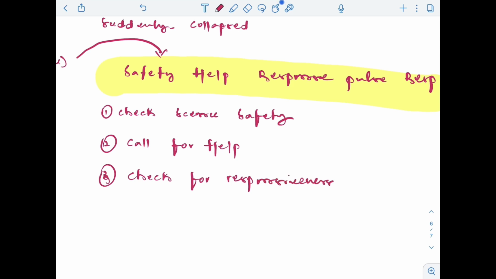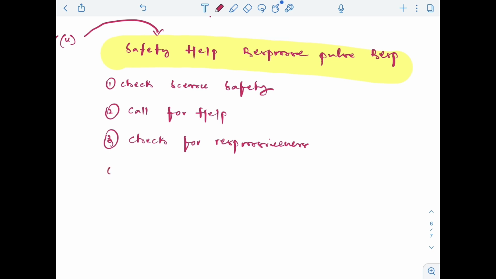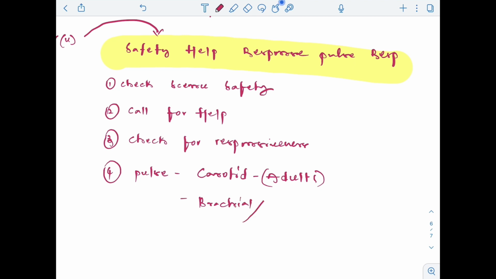And the fourth one is the pulse. For the pulse, we usually check the carotid pulse, which is usually done in adults. And we can also check the brachial or the femoral pulse, which is usually done in children, as carotid pulse palpation is difficult in children.